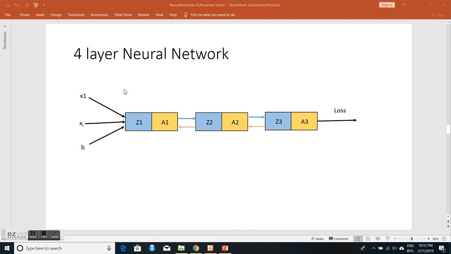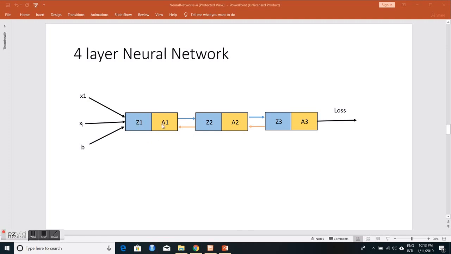Now let us go to the next step where we take a 4-layer neural network, and the whole intent of this is how do we derive the equations of an L-layer neural network, or in other words we want to derive all the equations for a multi-layer multi-unit neural network. So we can do this by taking a 4-layer neural network where we have the inputs x1 up to xi and a bias term. We have the first layer z1, and this is the input layer, this is the output layer, and we have two hidden layers.